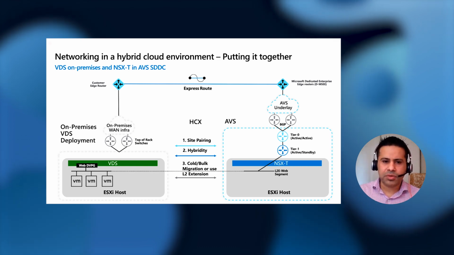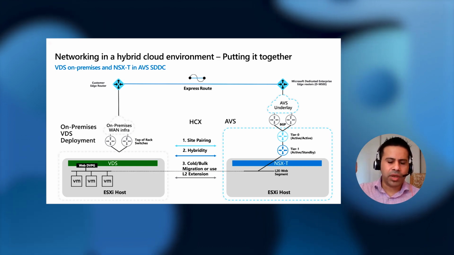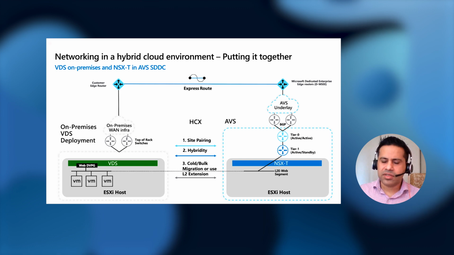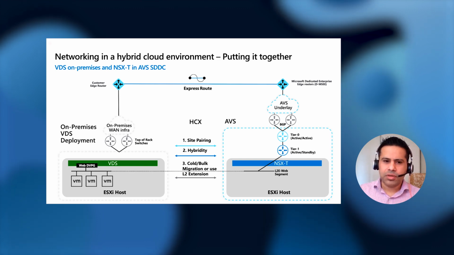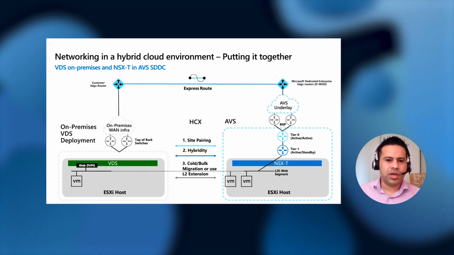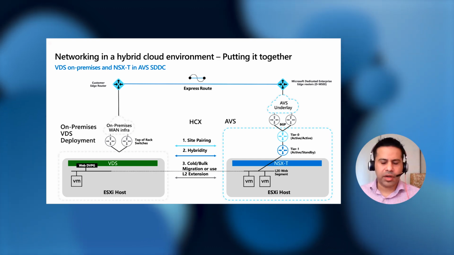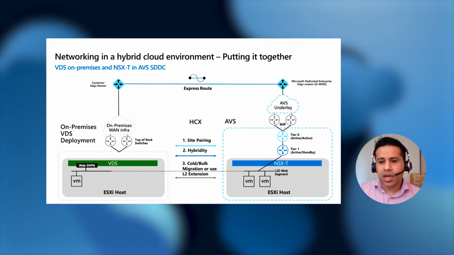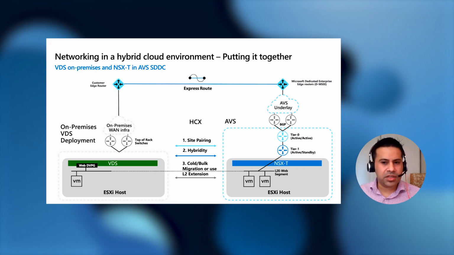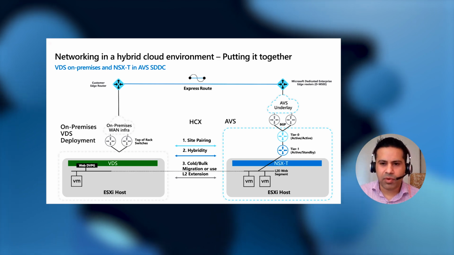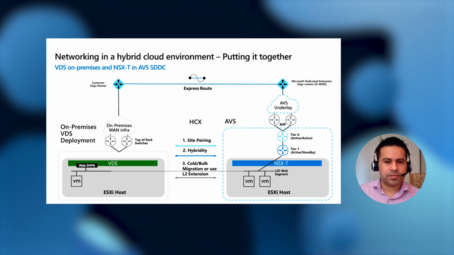As soon as you go to HCX and say, I want to extend this web DVPG network to my target site, which is AVS, this segment will be pre-provisioned for you. And finally, you can just use vMotion to move your workloads from source to target. Once you're done moving all your workloads, you can simply unextend this segment, and all your traffic would be flowing through the AVS infrastructure.